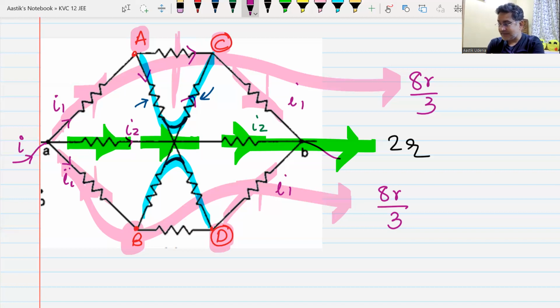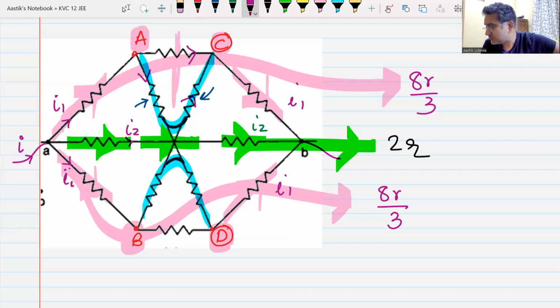R and R are in series, the blue ones, that is 2R. 2R and R is in parallel, that is 2R by 3. 2R by 3 is in series with the slanting ones. 2R by 3 plus 2R, that is 8R by 3. Understood, sir. See, it's simple.